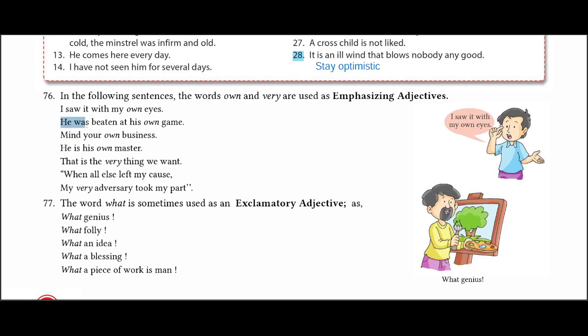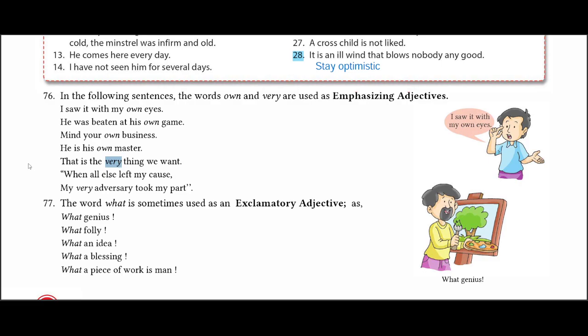Similarly, he was beaten at his own game. Own is emphasizing game. So this adjective own is doing the work of emphasizing. Mind your own business. Own is emphasizing business. He is his own master. Own is emphasizing master. That is the only function that this adjective performs in this sentence. That is the very thing we want.